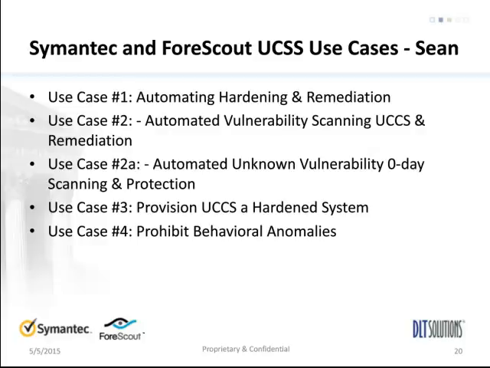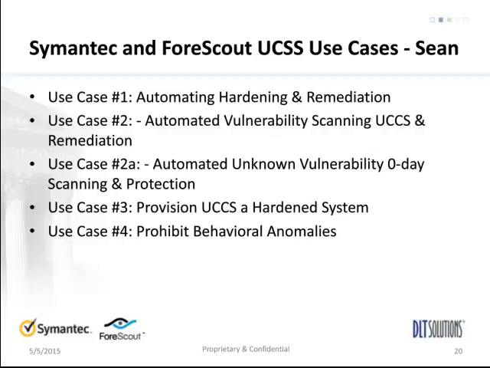And then the third use case is how we'll have UCSS provision a hardened system. And then the fourth use case really touches on behavioral anomalies, which kind of speaks to what we're talking about in a more advanced level, but also touches to a lot of what we're going to be talking about in the third webinar as well.